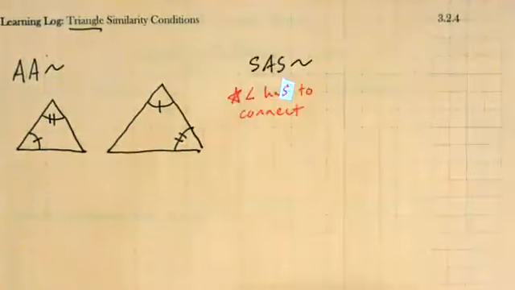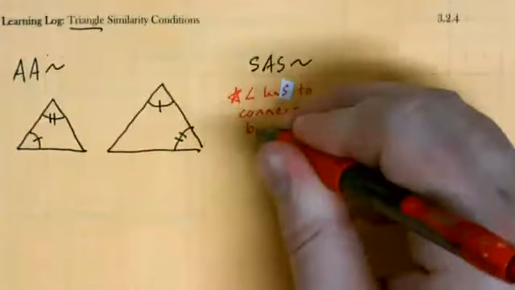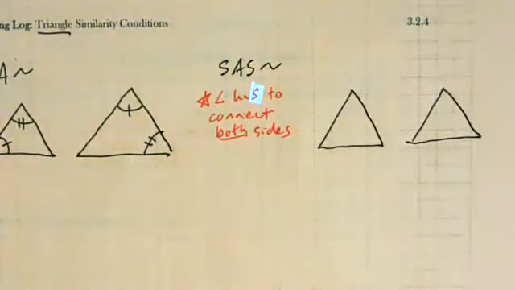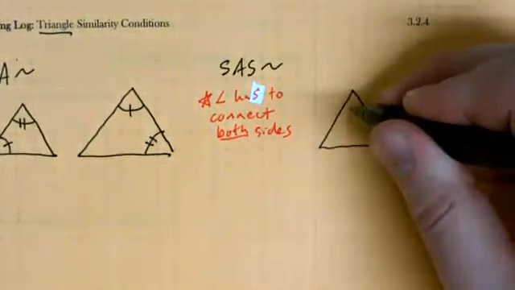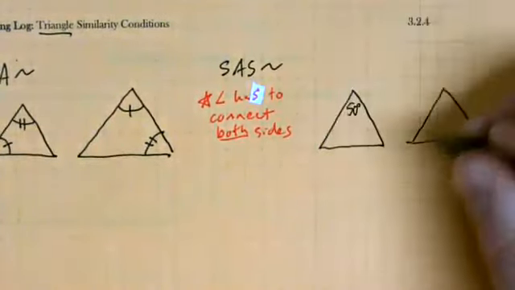I'm going to modify it slightly. I'm going to say both sides. So let's say I had this angle up here. Let's say I knew this was 50 degrees and this was also 50 degrees. And then I would need sides on both sides of both of these angles, and they've got to be in proportion.